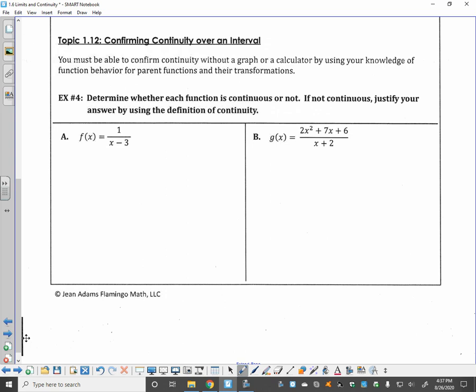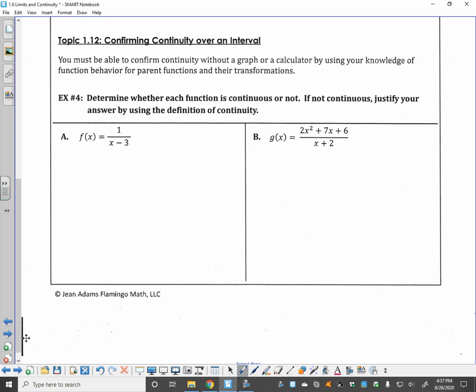Okay, confirming continuity over an interval. You must be able to perform continuity without a graph or a calculator by using your knowledge of the behavior of the parent functions and their transformations. Determine whether each function is continuous or not. If not continuous, justify your answer by using the definition of continuity. So no calculators.